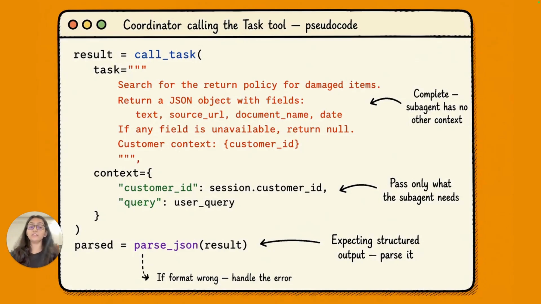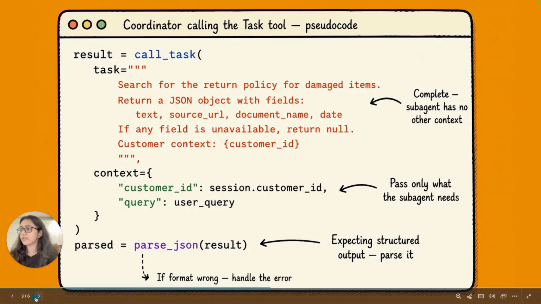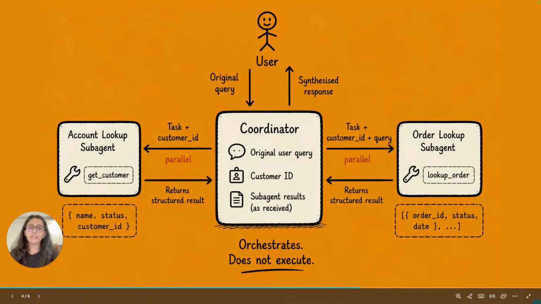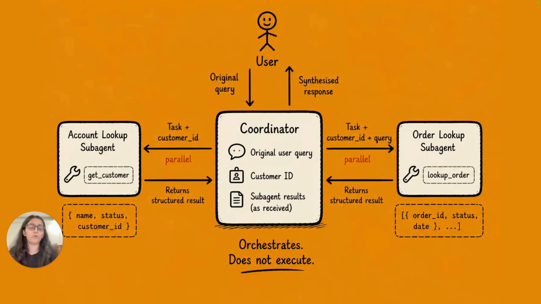Thus, the coordinator is going to try to use the subagent's output programmatically. The format must be what was actually specified, and that's all how it really works. Now, let me show you the coordinator's full picture, what it holds, what it delegates, why it works the way it works. Look at the diagram.